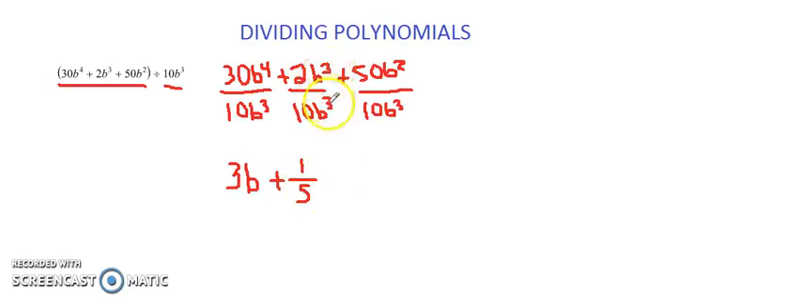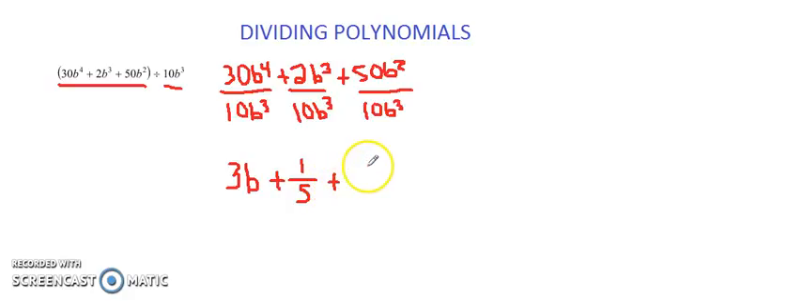We have b to the third divided by b to the third. That would be the same as taking 2 divided by 2, which is equivalent to 1. And we know that 1 times 1/5 is still 1/5. So I don't have to include either one of those b's. So my second term is going to end up being just 1/5.